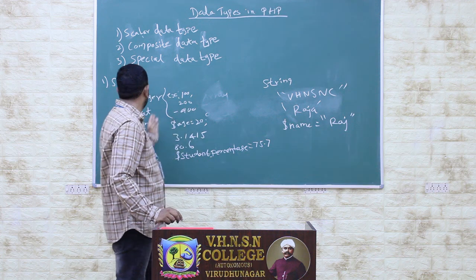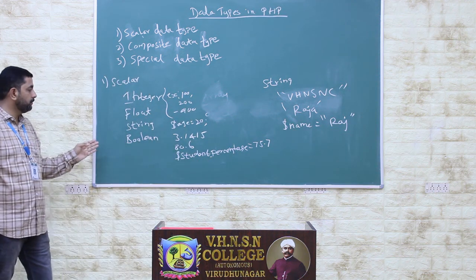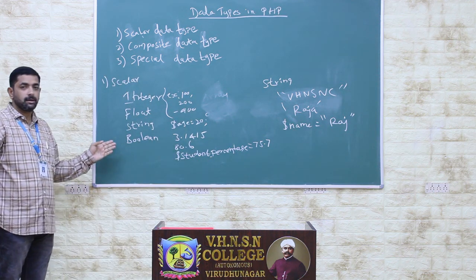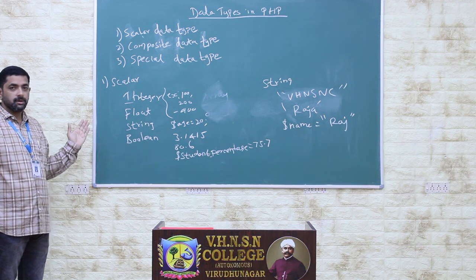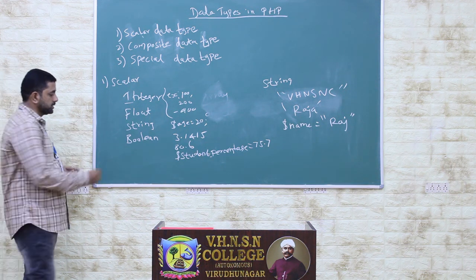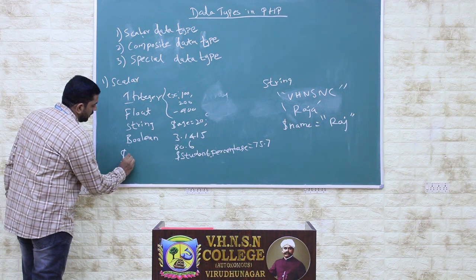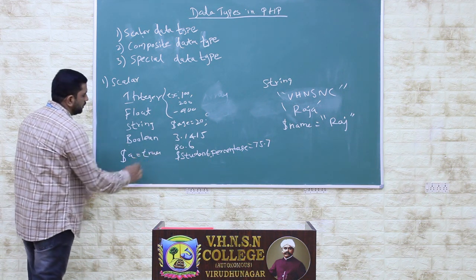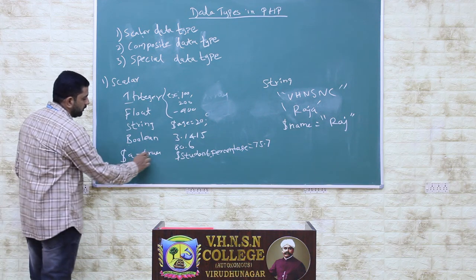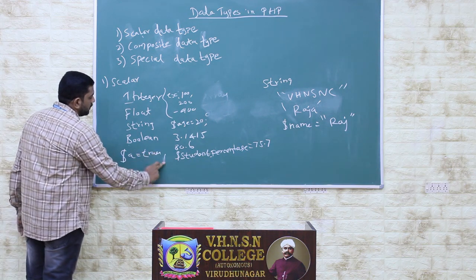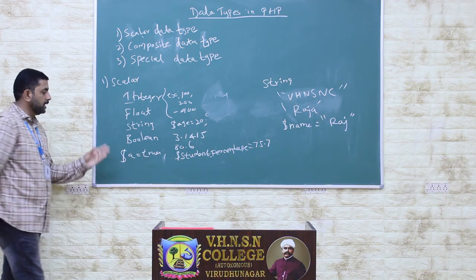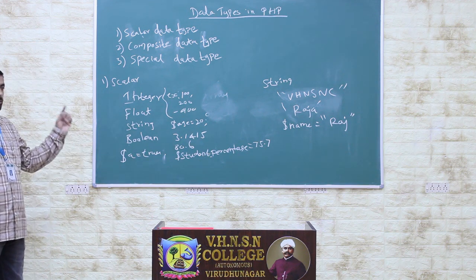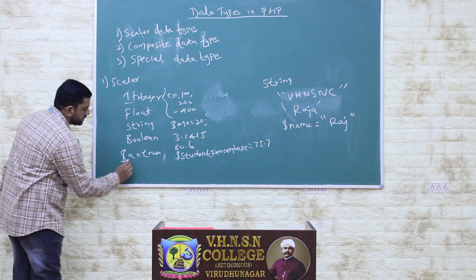Boolean is a data type which contains two values, true and false. For example, A equal to true. If a student has passed, true, at that time we can use this Boolean data type. So Boolean is a data type which contains two values, true or false.